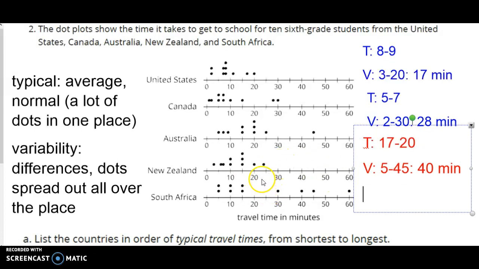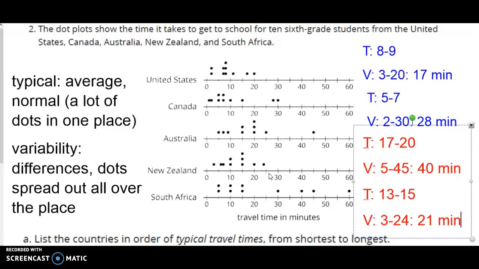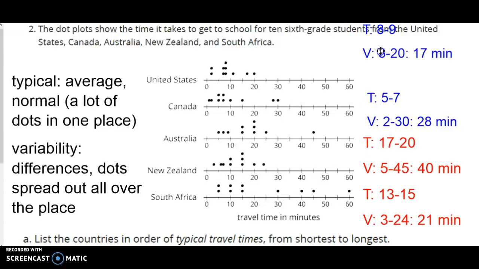New Zealand, I'm seeing the most dots right here at 15. So something between 10 and 15 would be good. So typical, we might say 13 to 15, something in that range. Variability, my lowest dot is right here before 5. Let's say that's around 3 up to maybe 24, 25. So we can say to 24. And that's going to be a range of 21 minutes. I'm going to move these up a little bit, make room for South Africa here.